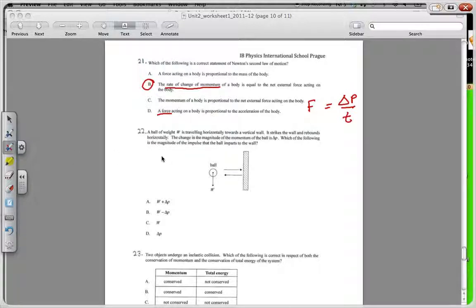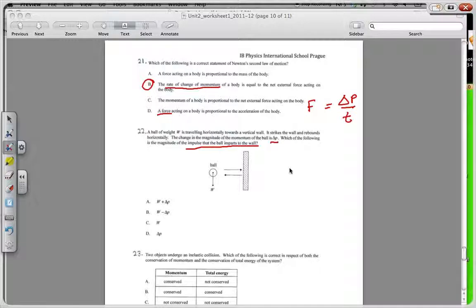22. A ball of weight W is traveling horizontally towards a vertical wall. It strikes the wall and rebounds horizontally. The change in the magnitude of momentum of the ball is delta P. Which of the following is the magnitude of the impulse that the ball imparts to the wall?